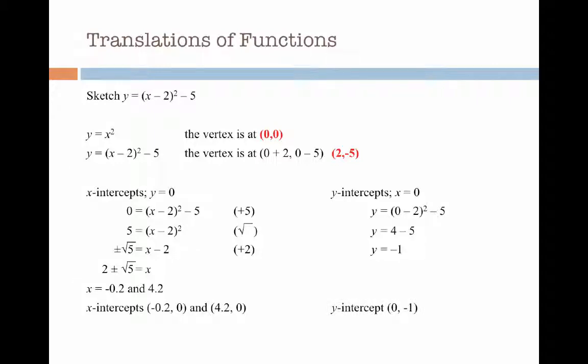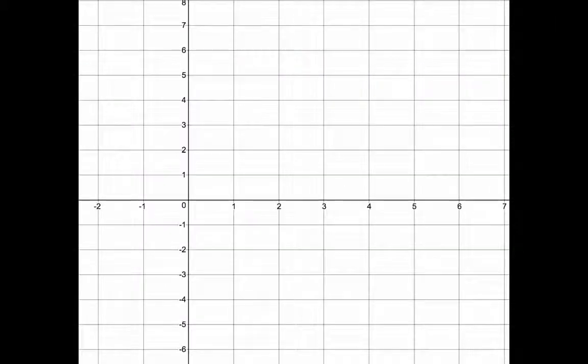Let's take this to our graphing program and see what it looks like as we create it. Here we go. We begin by plotting our vertex at 2, minus 5. Next up, we plot both of our x coordinates of 2 plus root 5 and 2 minus root 5. The final coordinate that we worked out was our y-intercept of 0, minus 1.